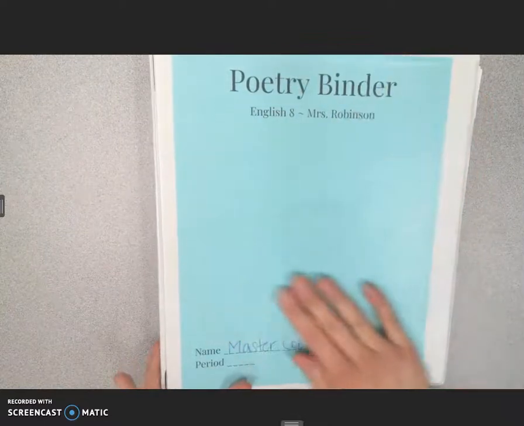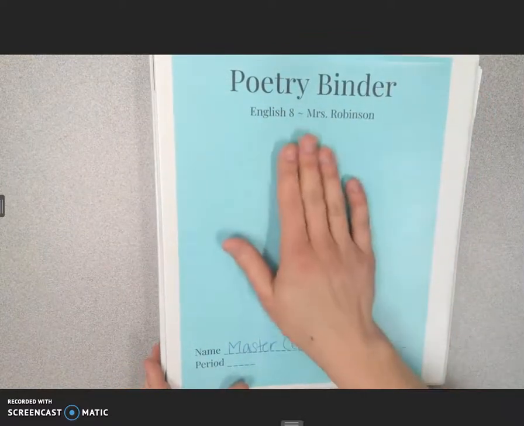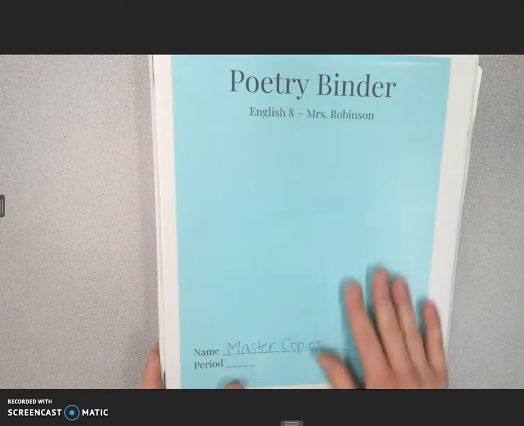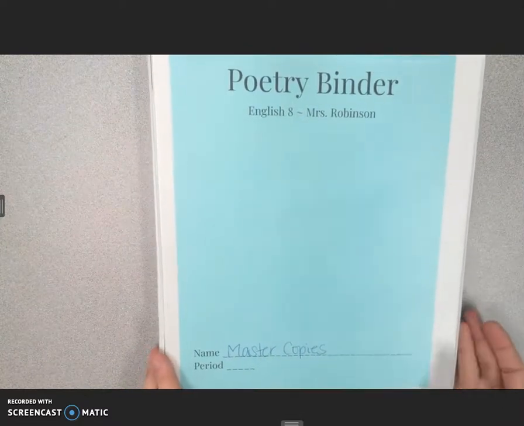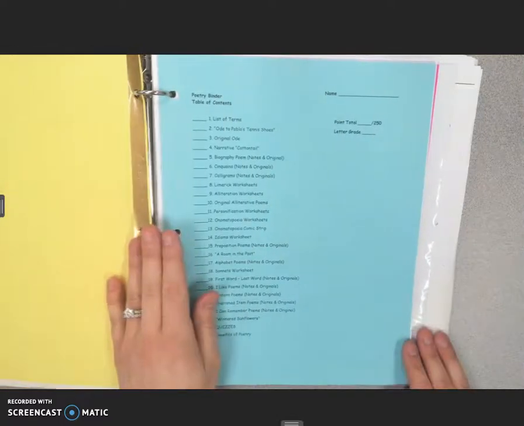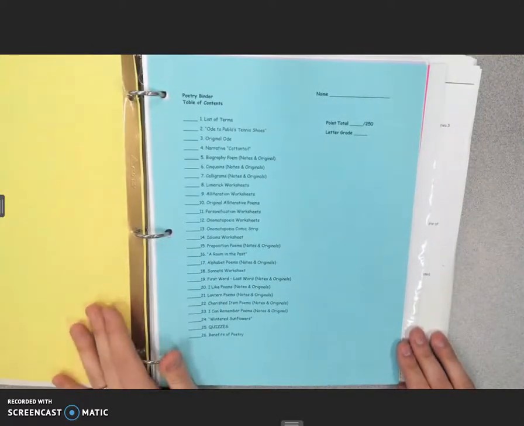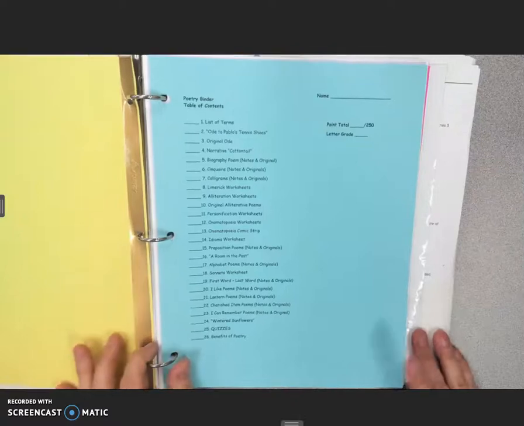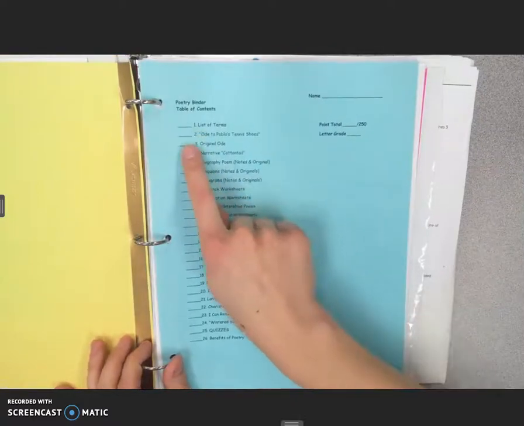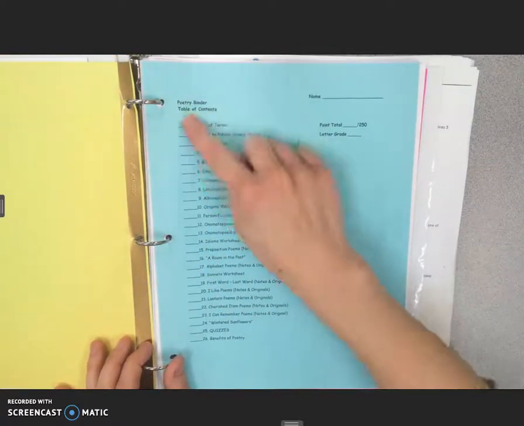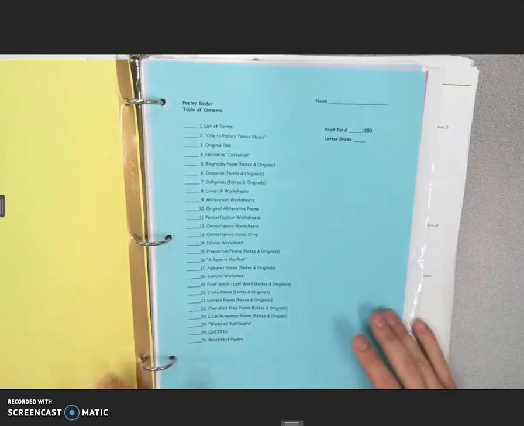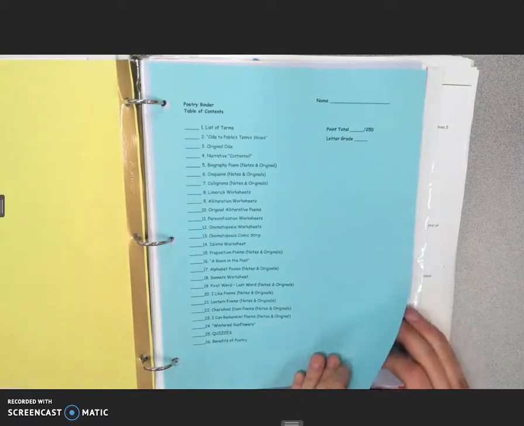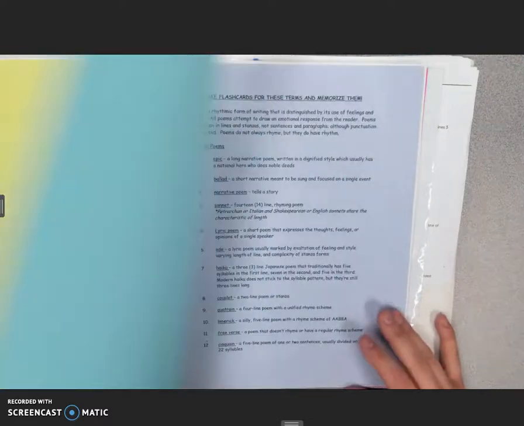Our cover page looks like this. You do need to draw a picture, color it, make it pretty, make it your own, whatever poetry means to you. Okay, and then when you open it up, the first page should be your poetry binder table of contents. And the cool thing about this table of contents is as you add to it, you can mark those off and kind of see as we go down the list. So table of contents, that's your very first page.